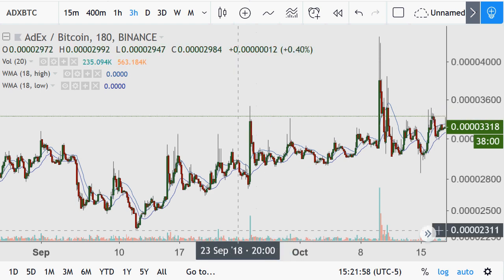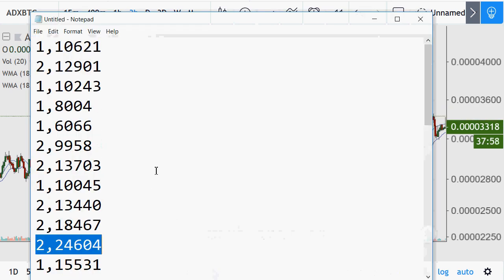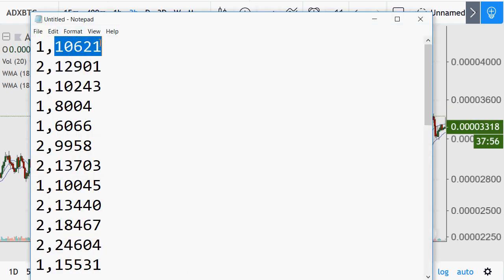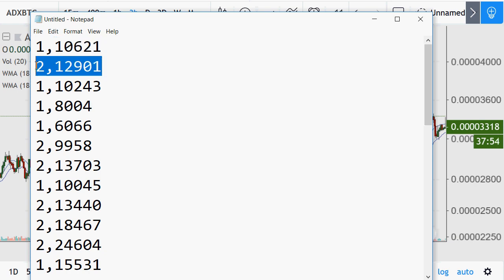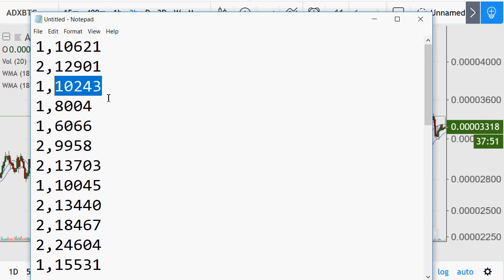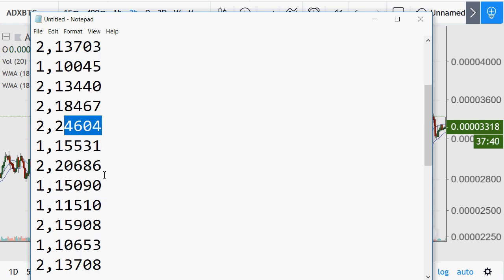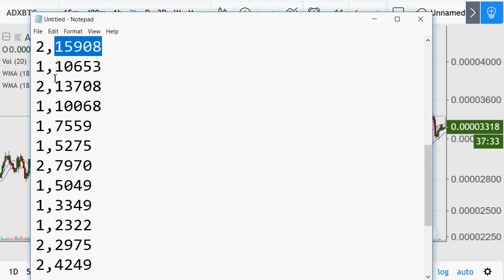But for the numbers that I used, I'm just going to go through this. First, buy an entry at 10,621. Then it was a sell at 12.9, buy back at 10.2, buy back at 8,000, buy back at 6, sell it close to 10, sell it close to 13, buy back at 10, sell at 13, sell at 18, sell at 24, buy back at 15, sell at 20, buy at 15, buy at 11, sell at 16, buy at 10, sell at 13, but then a whole bunch of buys come in.